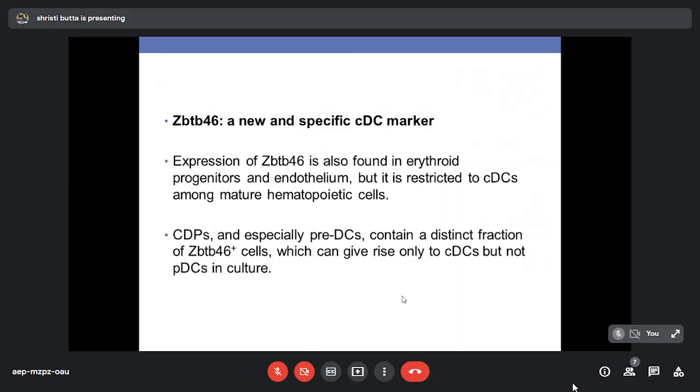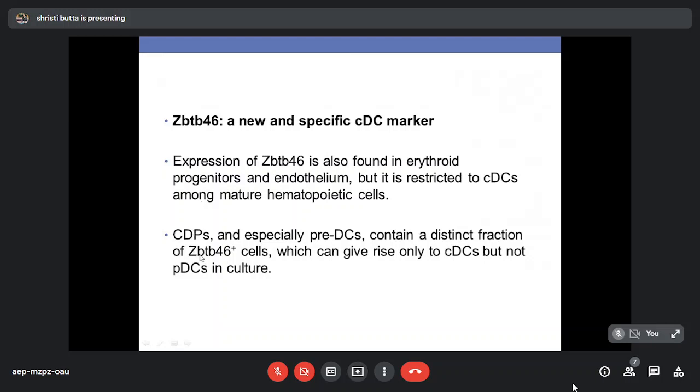Now, what is ZBTB46? This is a new and specific marker for classical dendritic cells. Its expression is restricted to classical dendritic cells as a mature hematopoietic cell marker. Besides that, it can also be found in the erythroid and the endothelium, but it is restricted to the classical dendritic cells among the mature hematopoietic cells.